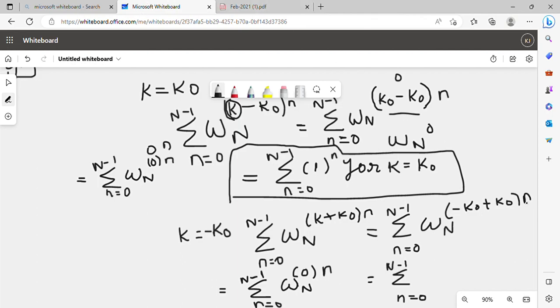So which is equal to 1 to the power of n for k is equal to minus k naught. Just a minute. Okay, for k is equal to minus k naught, and the next thing I am supposed to do, this one you can write as n is equal to delta of, just a minute, I'm so sorry.